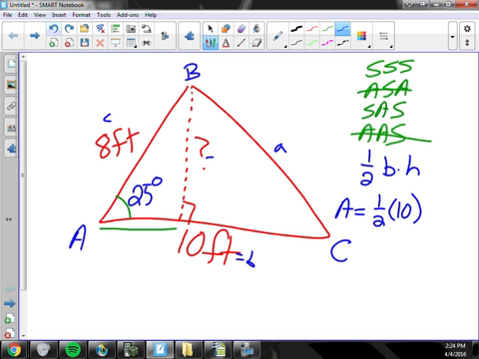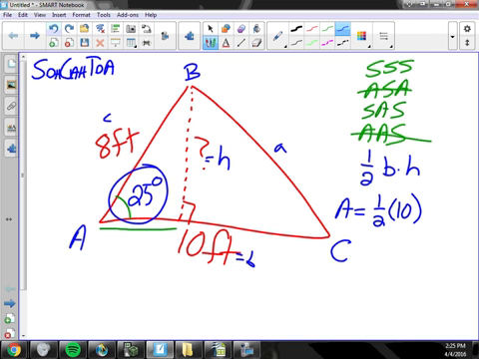So this here is h. How do I figure out h? How do we calculate h? I need trig. So let's look at SOHCAHTOA. And the only angle I have is this one.